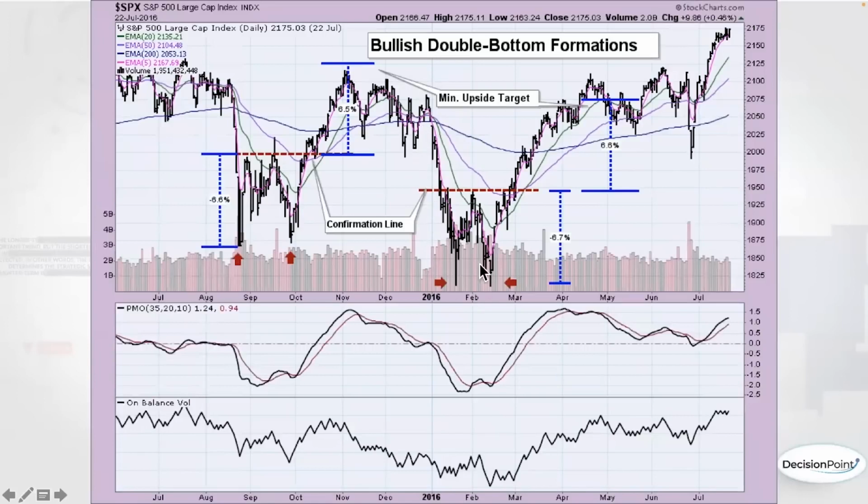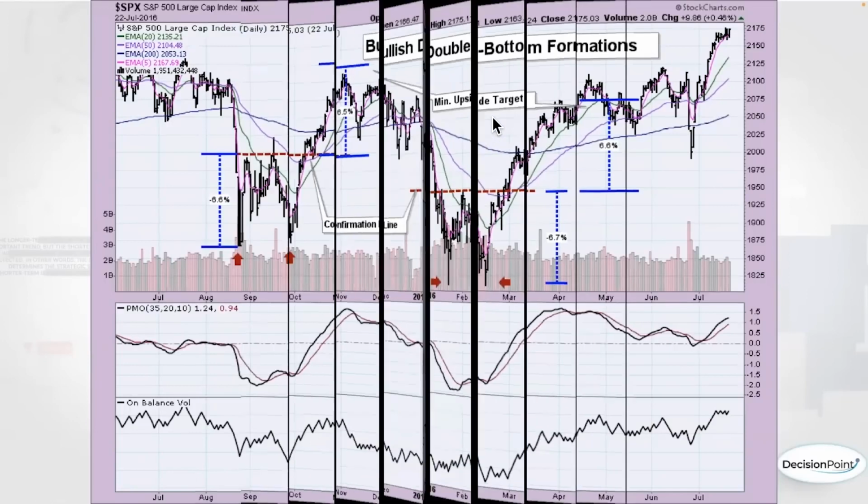Then you can see we had another bullish double bottom back here. Height of the pattern, add it to the top of the breakout of that pattern to the confirmation line, and your upside target is right about here. Now we actually came just above that target in this case. And like I said, they're minimum targets. You should expect them to fully execute to the level that is expected by the height of that pattern. So the double bottom formations are pretty easy to spot.